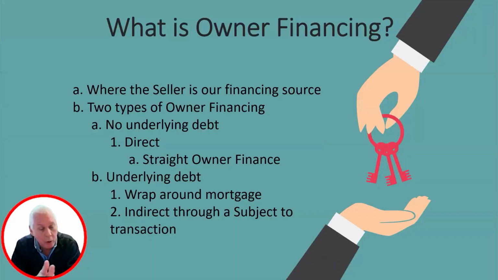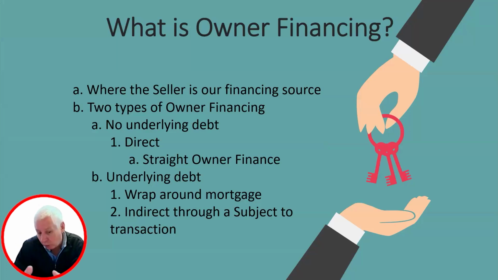So first off, owner financing, what is it? Because it's really a pretty simple strategy. It's where the seller is our financing source. They become our bank. And there's two types of owner financing out there in the marketplace. And of course, one is where there is no underlying debt. We would call that straight direct owner financing. And then of course, the other is where there is underlying debt.